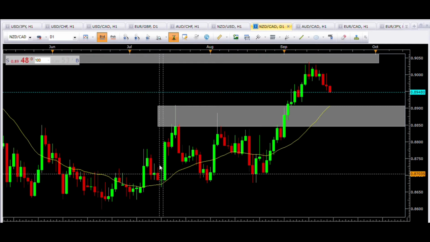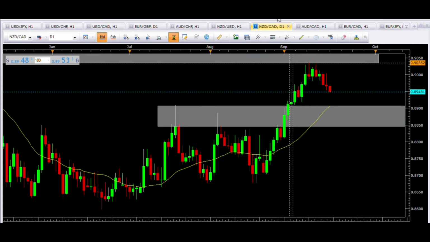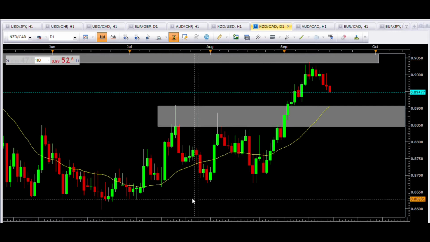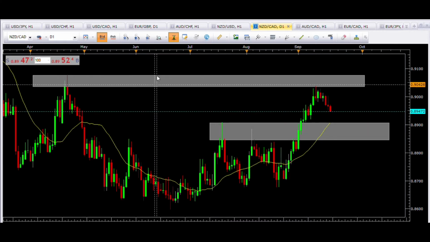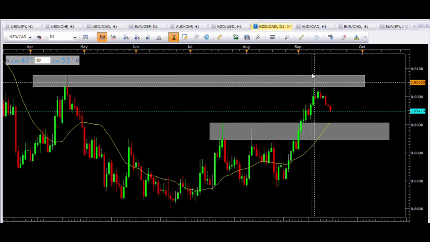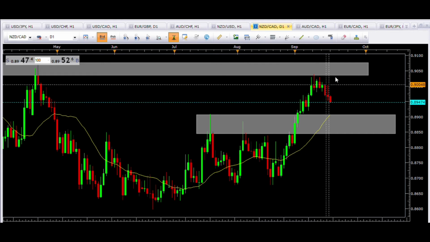Okay, so this is the New Zealand dollar against the Canadian dollar, and this is the daily chart. So the daily chart gives me my direction, although I execute on a lower time frame. So let's have a look here. So guys, as you can see, this grey area here acts as resistance. All right, so market should bounce off this.